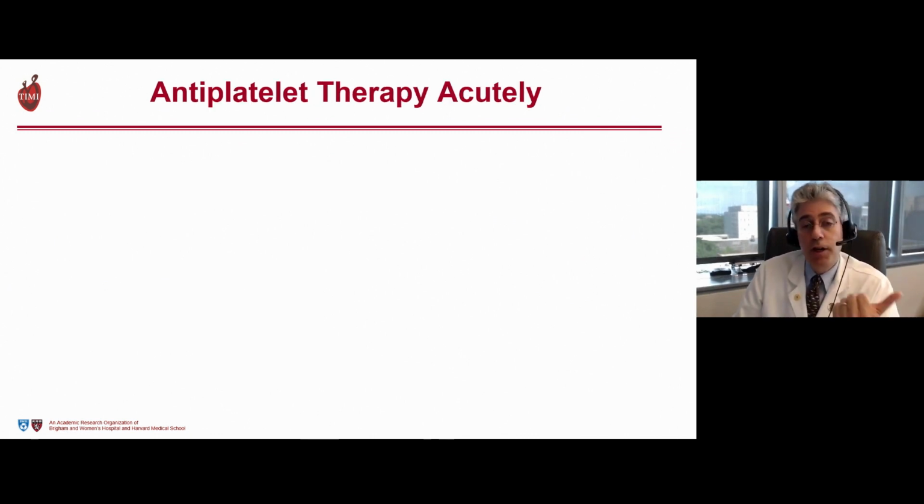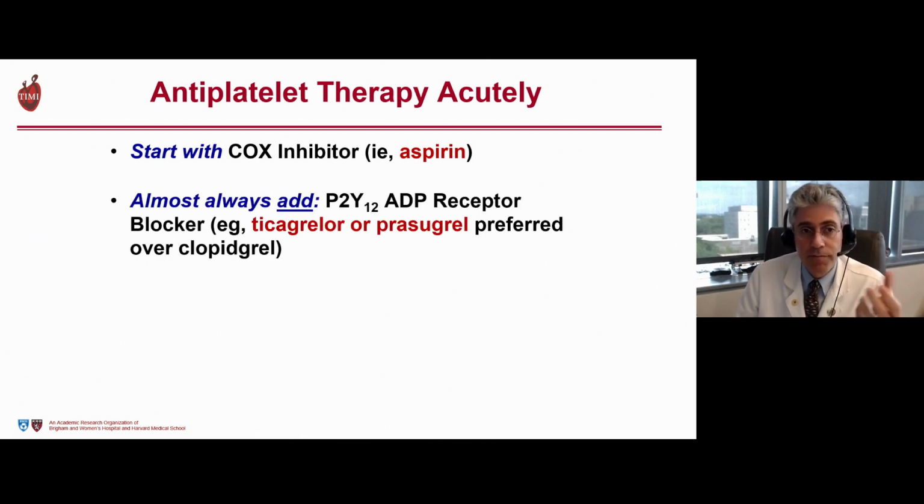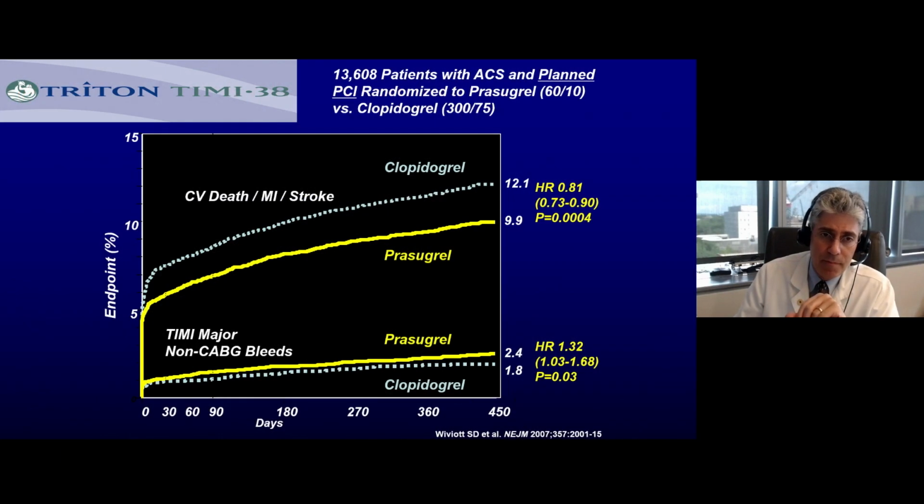So antiplatelet therapy acutely, how do we think about it? Perhaps just for historical reasons, but we always start with cyclooxygenase inhibition, so that's aspirin. We almost always then add on top of aspirin a P2Y12 ADP receptor blocker, and in that case, ticagrelor or prasugrel is really preferred over clopidogrel, and I'll show you why. Sometimes we also add a 2B3A inhibitor. This is almost always done in the cath lab.